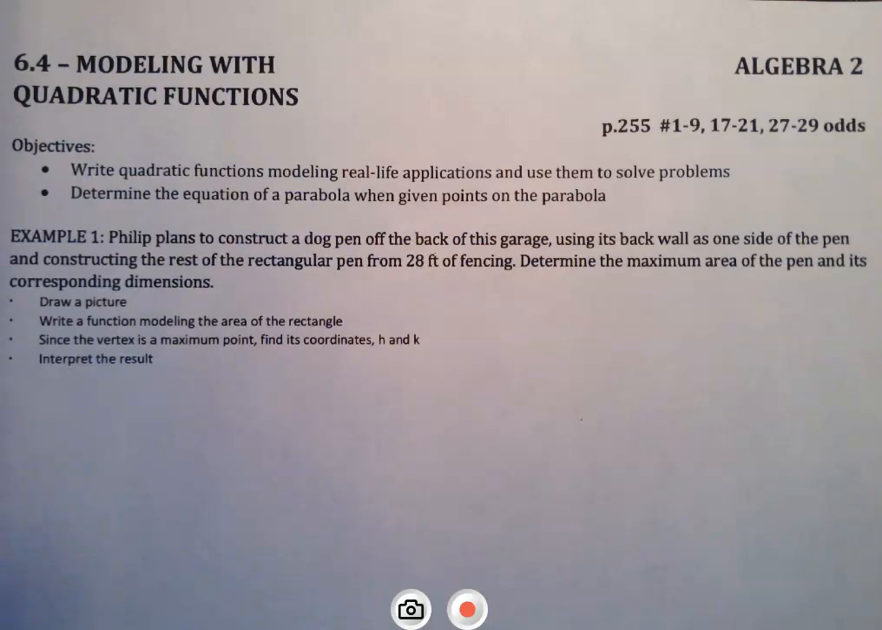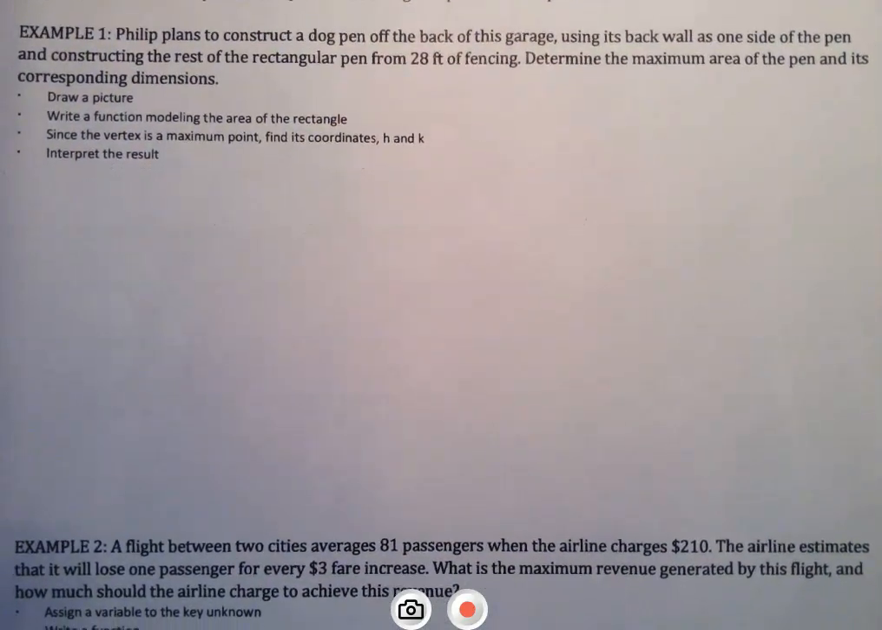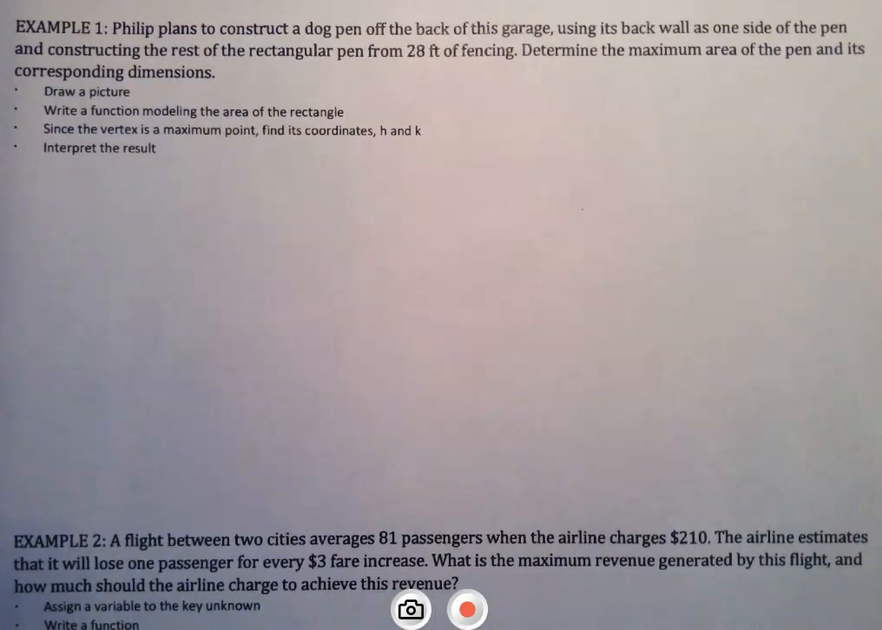Okay. All right, so example 1. Philip plans to construct a dog pen off the back of his garage using its back wall as one side of the pen. So we've had a problem like this before, a couple actually. He's constructing the rest of the rectangular pen from 28 feet of fencing. Determine the maximum area of the pen and its corresponding dimensions.